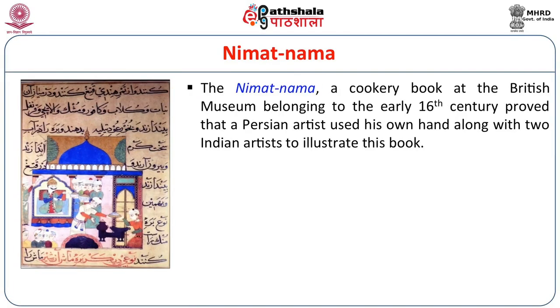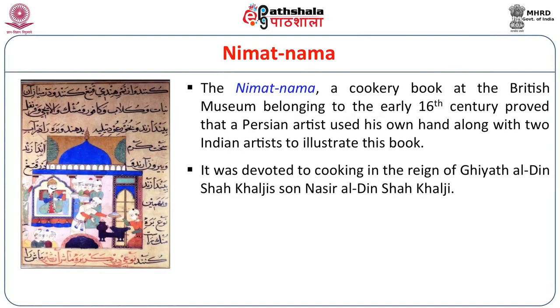Now, the next, which is a very important manuscript and of course has a royal lineage, is the Nimatnama. The Nimatnama is a cookery book at the British Museum, belonging to the early 16th century, which proved that the Persian artist used his own hand along with two Indian artists to illustrate this book. Because in this illustration format, we have three hands of artists illustrating together in the same book.